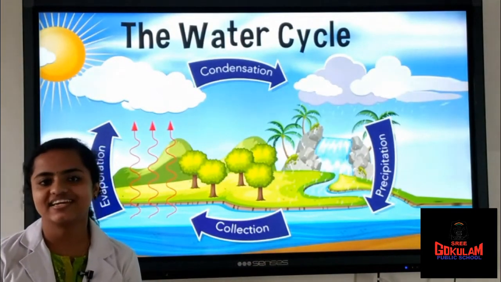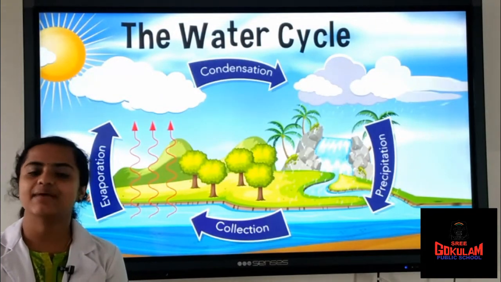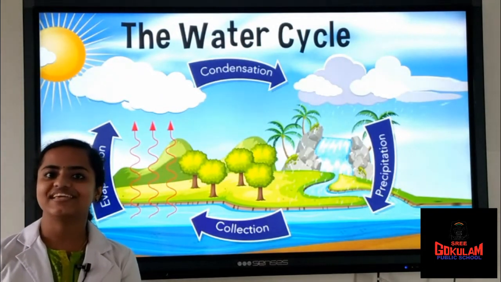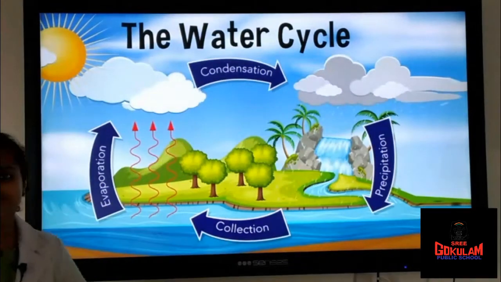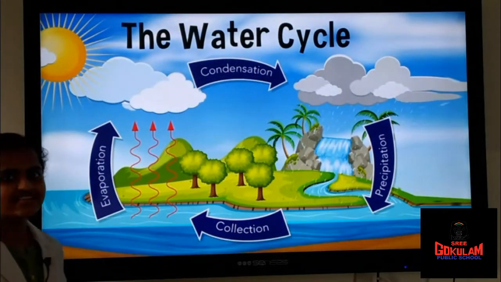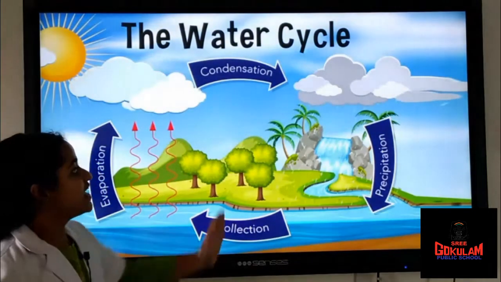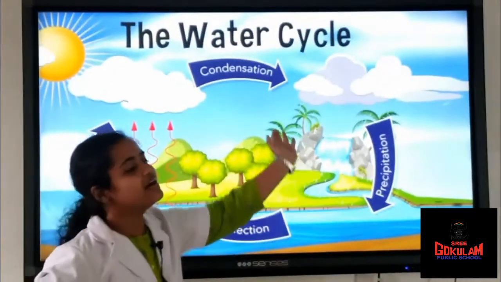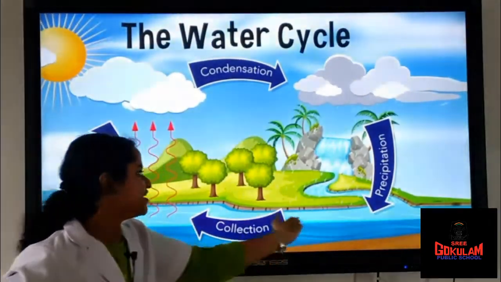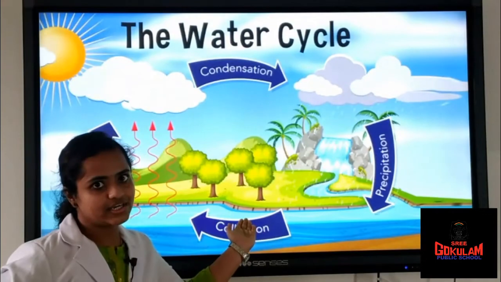Yes, the water cycle, isn't it? We discussed the water cycle, and we can see it here. Can you see it? Here is what is happening. The water is collected and reaches a larger water body.